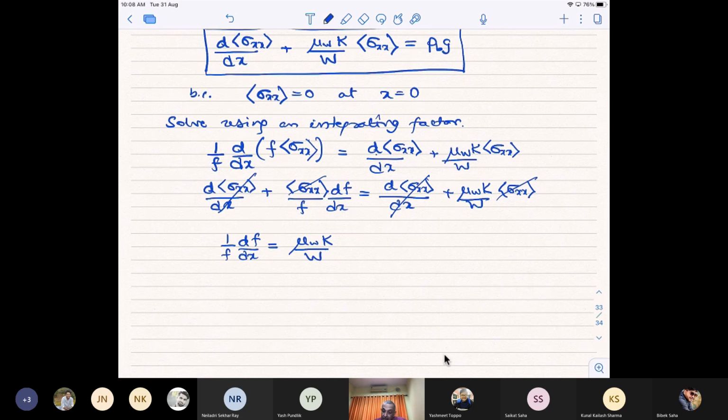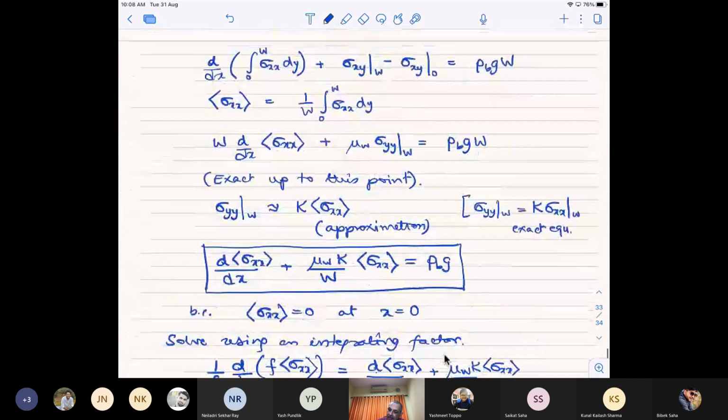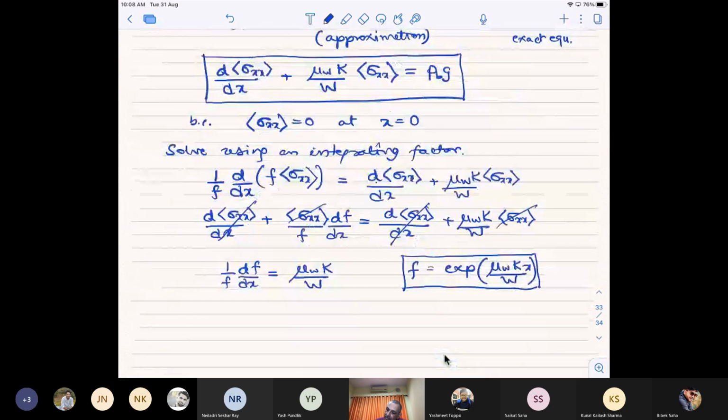So this is something you can easily integrate. You get d ln f by dx is equal to a constant, so ln f is just this constant times x. So you'll get that f is just equal to exponential of mu w k x divided by w. This is my integrating factor. If I use this as an integrating factor, then I can write these two equations as just this one.